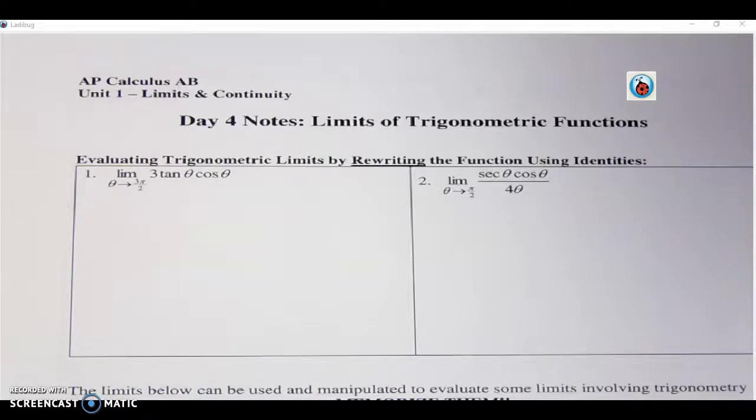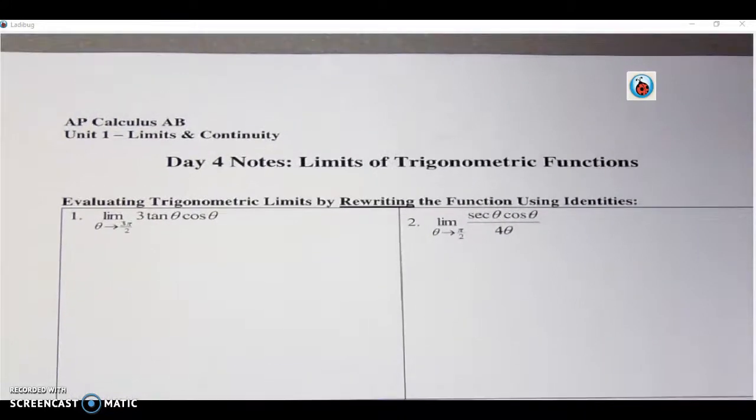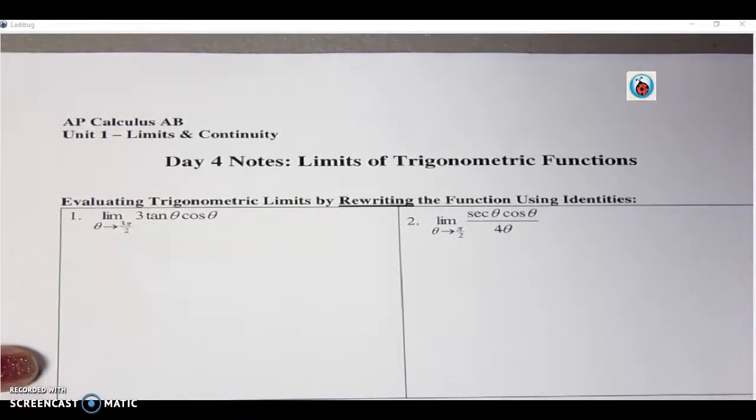Okay, so we're going to be looking at day 4, limits of trigonometric functions today. So a couple of things that you need to kind of have in the back of your mind that you're going to use are some of the ways you can rewrite trig functions.